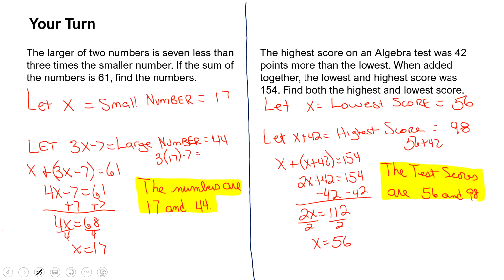Second one, we did the same thing. We found the lowest score. It was x. The highest score was going to be x plus 42 because it was 42 points more than the lowest score. Went through, solved our equation. We found out the lowest score was 56. We added 42 to that. The highest score was 98. So the test scores are 56 and 98. Make sense? Everybody seeing that?